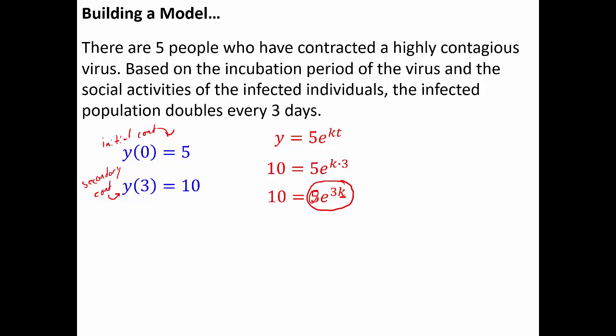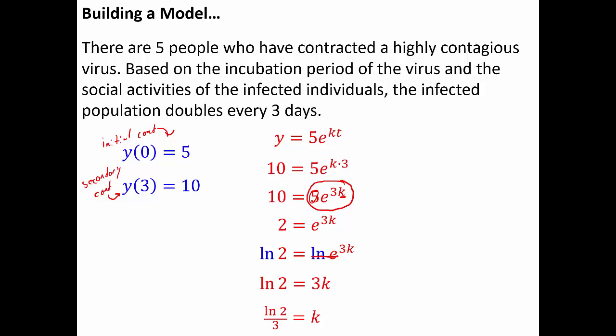The goal is to get k by itself, but the outermost operation is the 5. So I'm going to get rid of the 5, because that 5 is being multiplied, I'm going to get rid of the 5 by dividing both sides by 5. That gives me 2 equals e to the 3k. Again, the goal is to get k by itself. The outermost operation is e, which is the base of an exponential. Inverse of an exponential is a logarithm. I'm going to use a logarithm to get rid of e. As I told you last time, I'm going to use ln every single time. It just so happens that e and ln cancel each other out, so we're left with ln of 2 is equal to 3k. My goal is to solve for k. The only thing hanging out with the k is that multiplication by 3, so I'm going to divide both sides by 3. So now I have my k value, ln of 2 over 3.